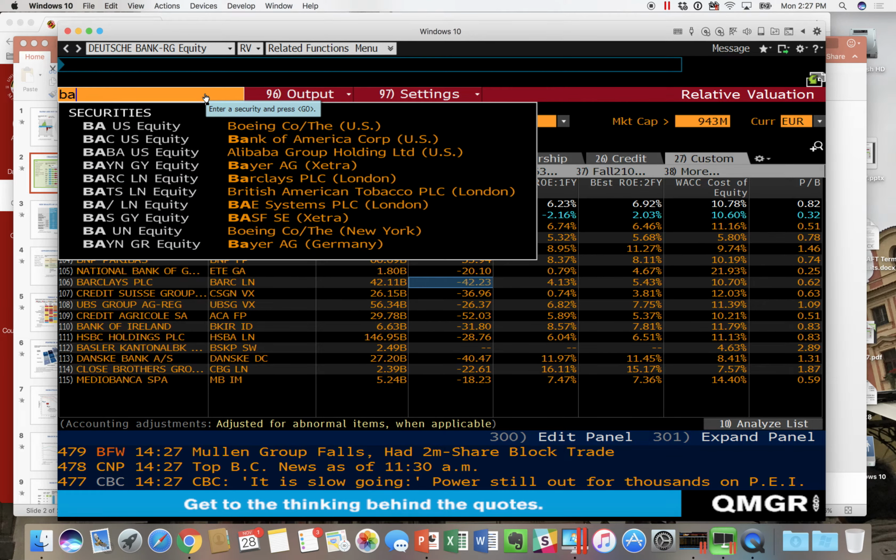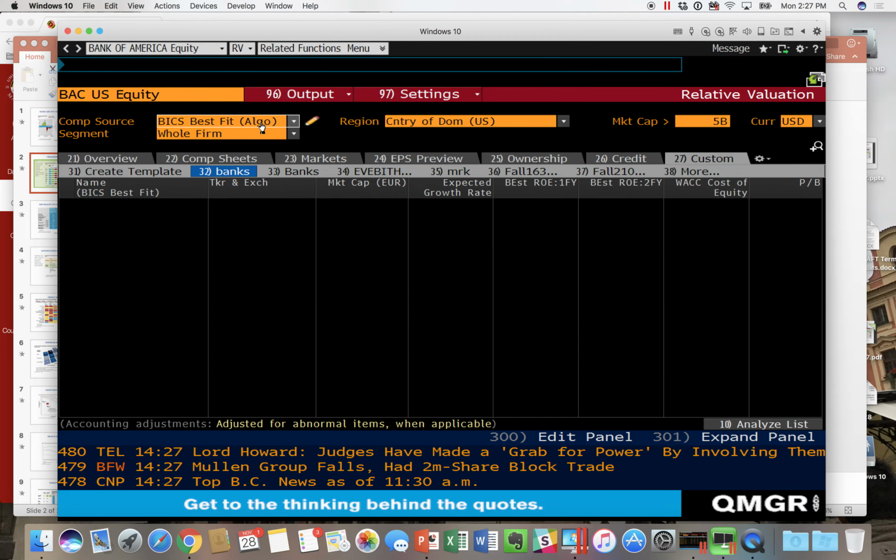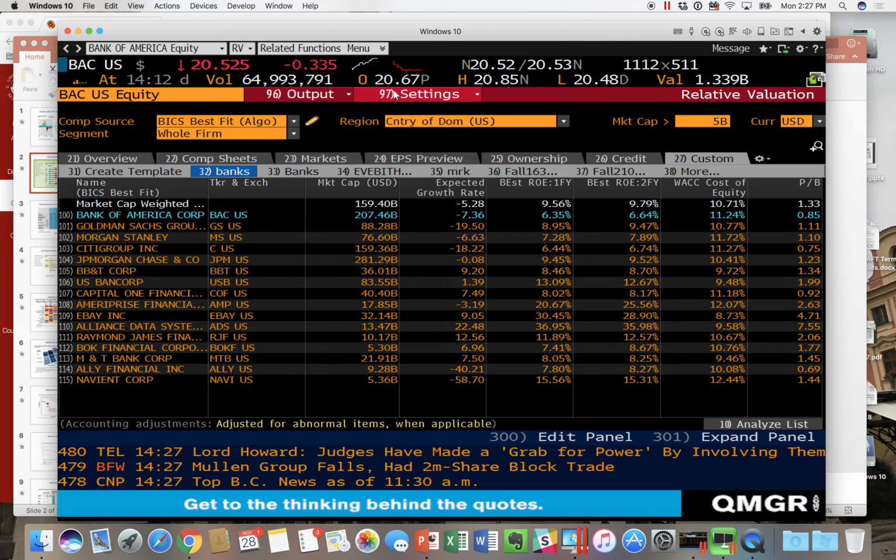Okay? Now, how would this be different if I looked at, and let's just pick Bank of America, BAC. Well, here's the U.S. Next 2 years, 9.6 and 9.8 against a 10.7 cost of equity. So Europe is really bad. U.S. spreads are still negative, but they're closer to 10% return on equity. And eventually the price to book of 1.33, which suggests that the market is going to have a positive spread.